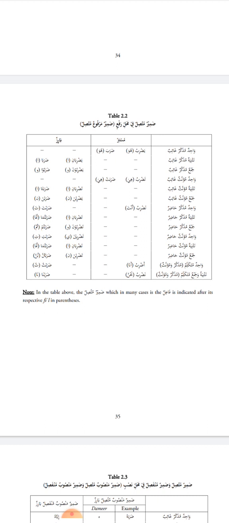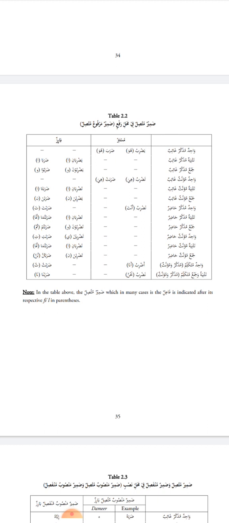Darabu. Darabu is Siga Jam'a Mudhakkar Ghaib, plural masculine third person. Darabu, all of those men hit. Three or more men. It can mean three or more. Jam'a, plural. So this waw coming at the end, this is Dhamir Baris. It is telling us that two or more people performed the action of hitting.